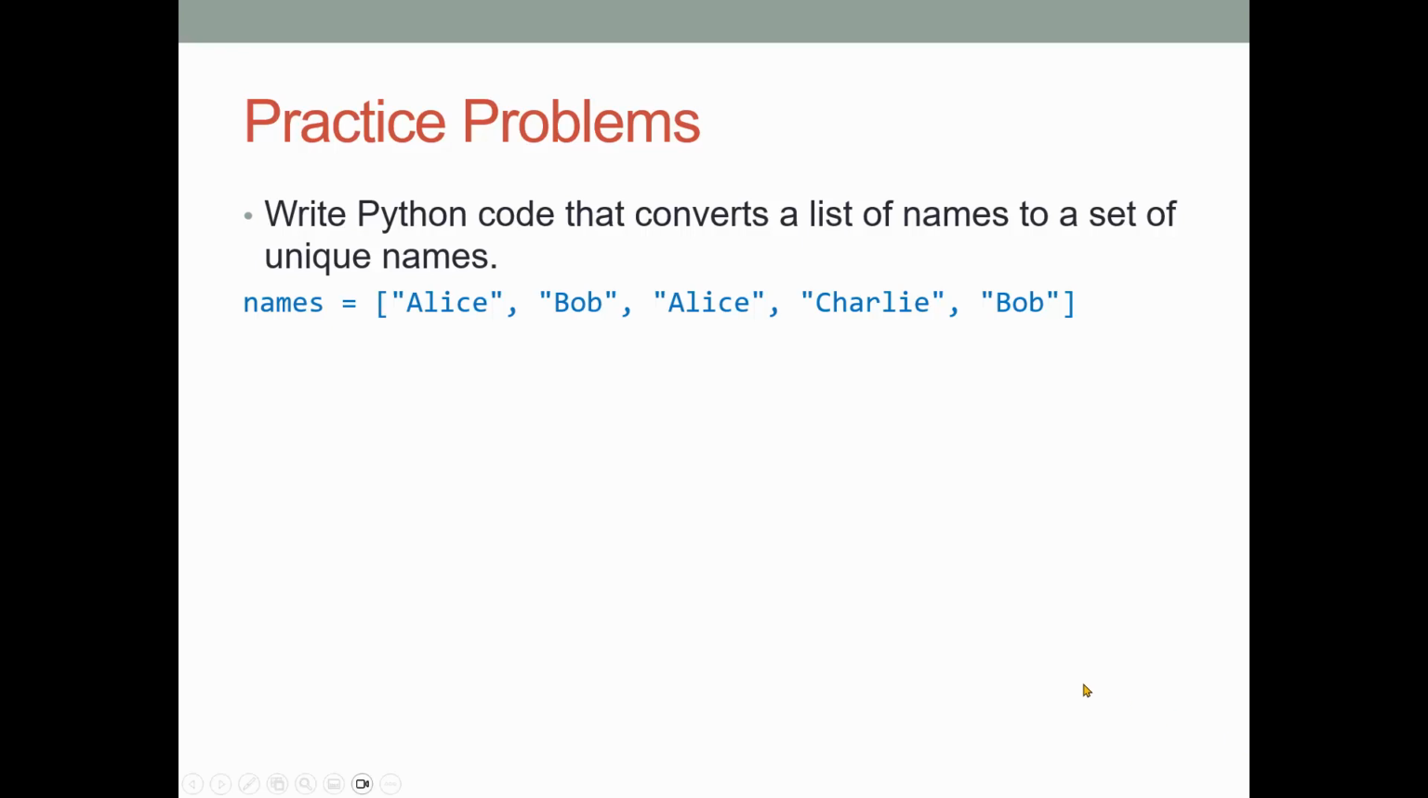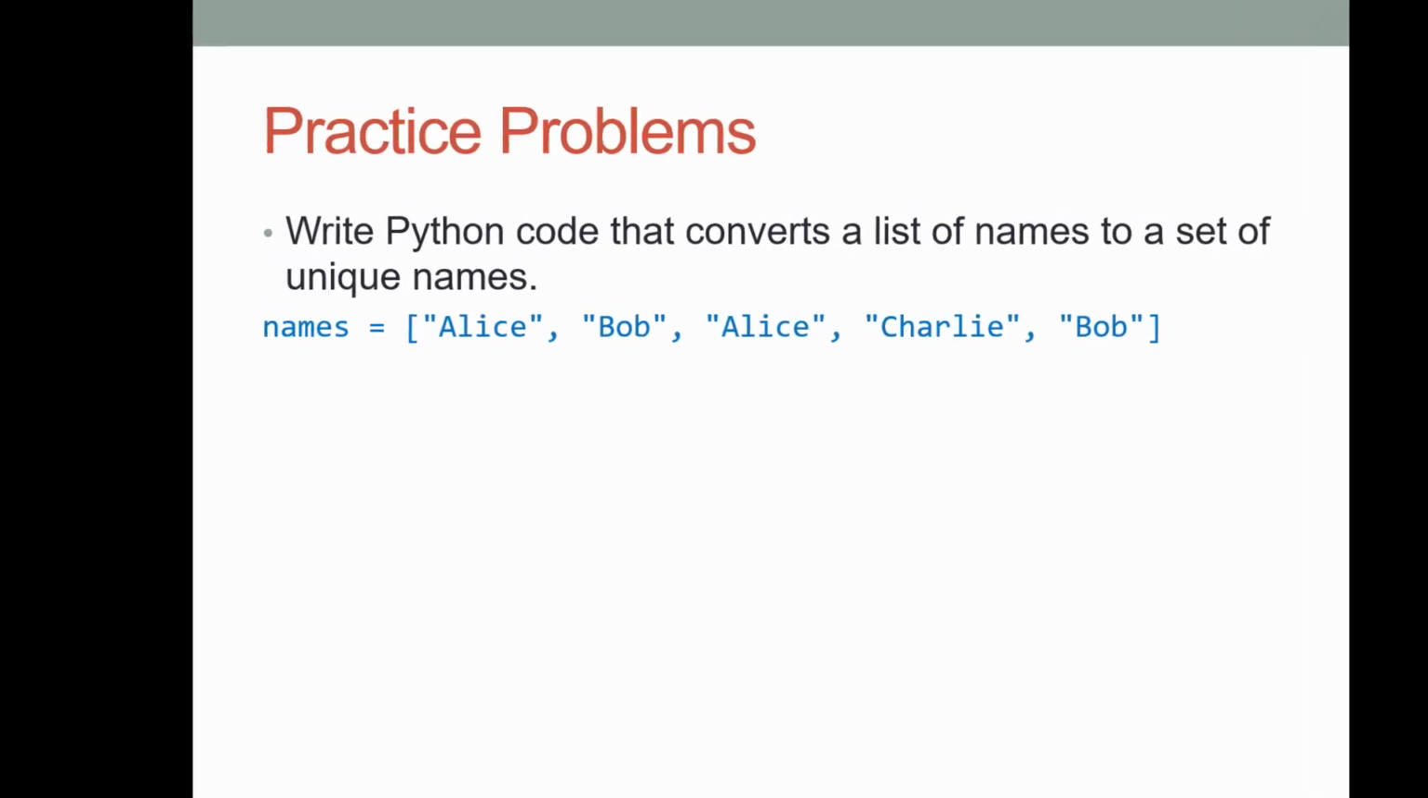Let's see some practice problems on sets. First problem is write a Python code that converts a list of names to a set of unique names. This is very simple, just one step. Convert the list to a set and any duplicate values will be removed.